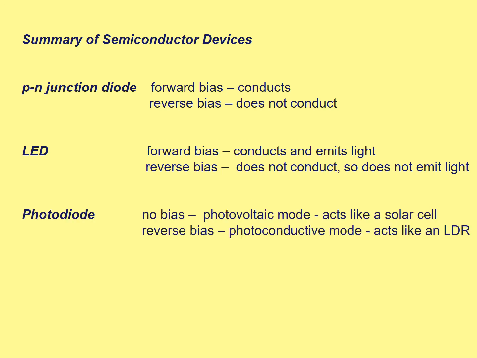For the photodiode, if there's no bias acting on it, then it acts in photovoltaic mode, acts like a solar cell. The light energy incident on the photodiode then produces an electrical potential. In reverse bias, it acts in photoconductive mode. So normally when a diode's in reverse bias, it doesn't conduct, but if we have light incident on it, we can decrease its resistance and we can allow conduction to happen. So that's like our LDR.